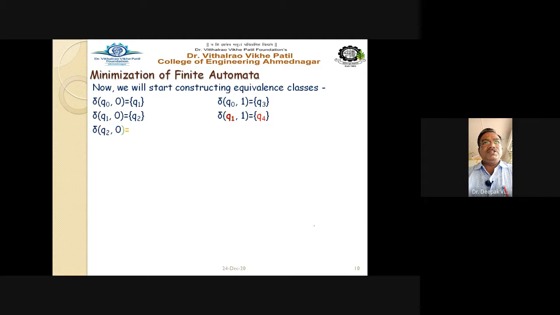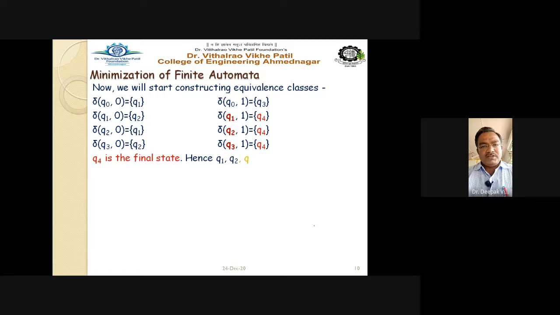The transitions are written here, and here we have to find the final state. In the transitions, we only look for the final state, which is Q4. And where we get Q4: here is Q4, here is Q4, and here is Q4. So Q1, Q2, Q3 are called one equivalent state. Very simple, there is no critical part or difficulty involved here. We only have to look in the reverse direction.